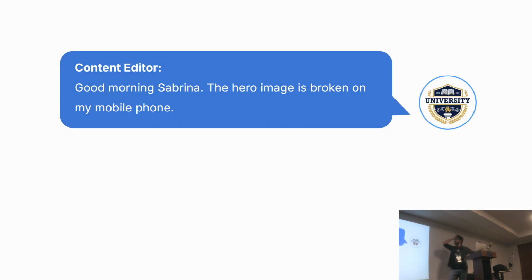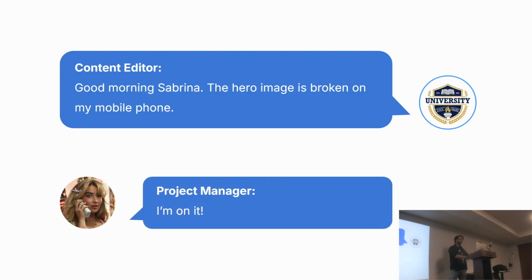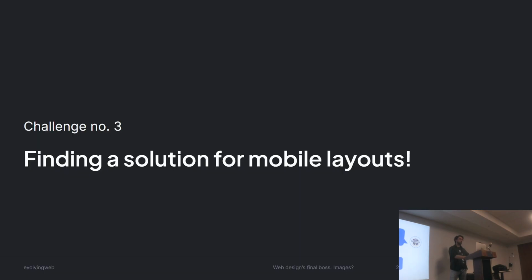Okay, so we didn't check on a mobile phone. So usually what happens on a mobile phone is things are stacking a little bit more. So you might have columns on a bigger screen. Let's see what it's looking like on a mobile. Yeah, so let's see if we can find a solution that works for different layouts.